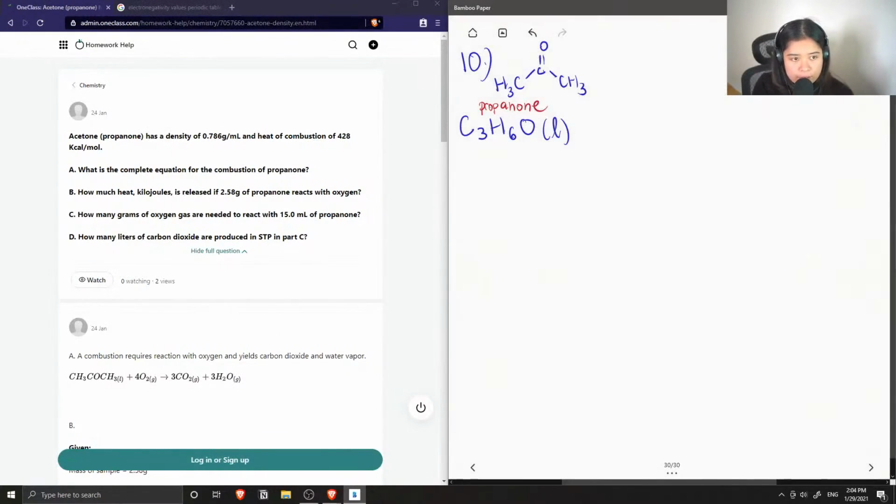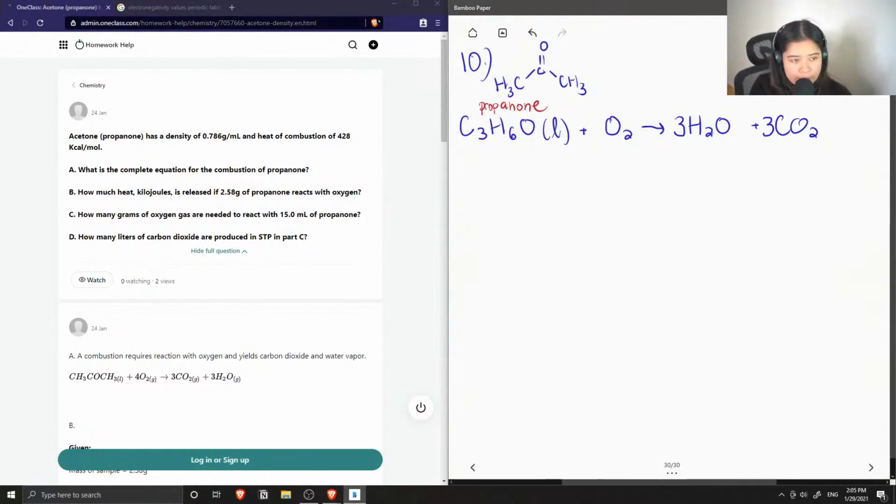And when we have a combustion reaction, this is reacted with oxygen gas, and the products are water plus carbon dioxide. So when balancing out this equation, we first need to balance out our carbons. So we have 3 carbons on our reactant side, so we need 3 carbons in our product side. So I put a 3 in front of CO2. And next I like to balance out my hydrogens. So we have 6 hydrogens in our reactant side. So I need to put a coefficient of 3 in front of the H2O.